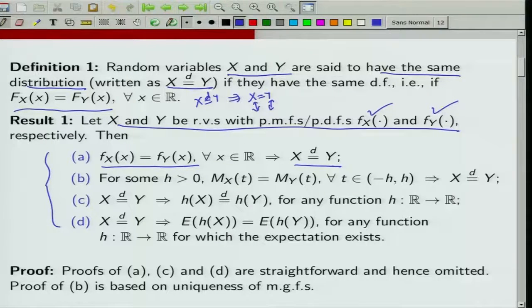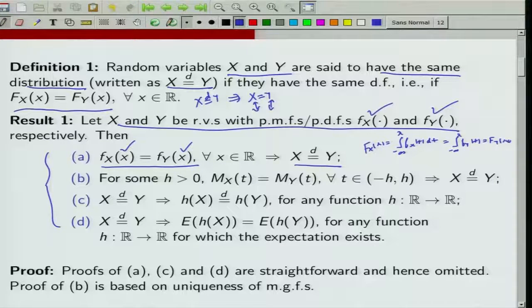Now, this proof is very simple. For example, in the absolutely continuous case, I know that the distribution function of X, F_X(x), is the same as the integral from minus infinity to x of f_X(t) dt. But I know that f_X(t) is the same as f_Y(t). So, this would be the same as the integral from minus infinity to x of f_Y(t) dt, which is nothing but F_Y(x). So, this proves that if X and Y have the same PDF, then they have the same distribution function, which in turn implies that X and Y have the same distribution.